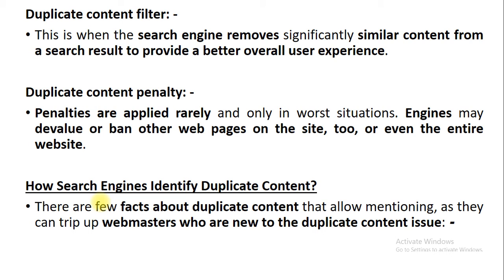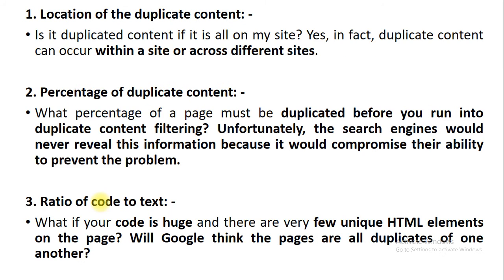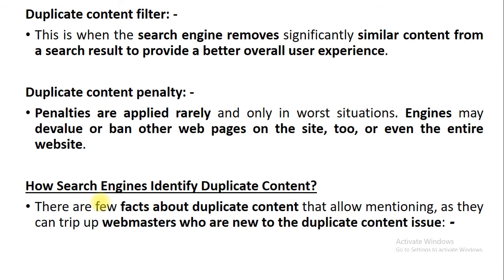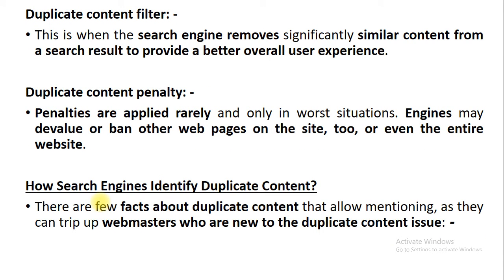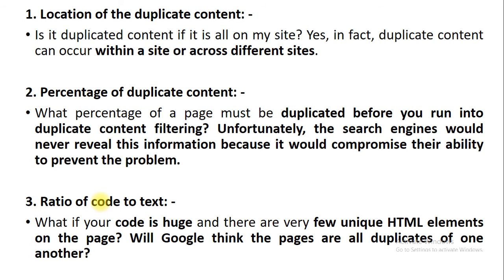Now the next point is how search engines identify duplicate content. There are a few facts about duplicate content worth mentioning, as they can trip up webmasters who are new to duplicate content issues. So there are several facts regarding the identification of duplicate content, right? How does a search engine come to know that this content is already available on other websites? Number 1, location of the duplicate content.